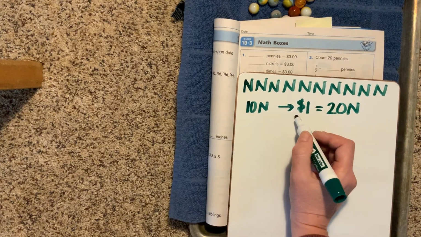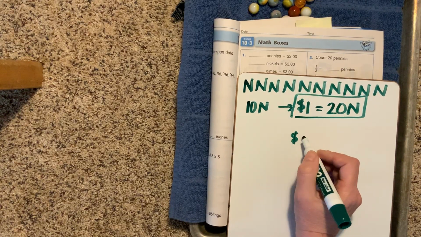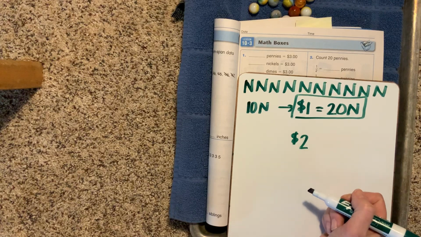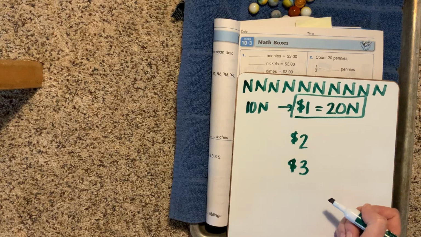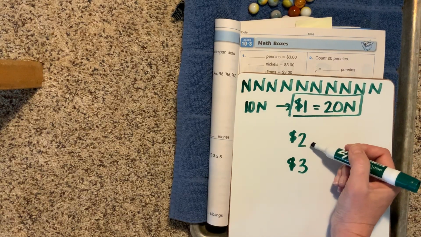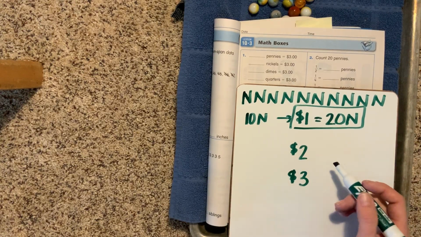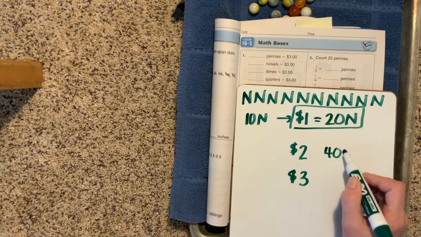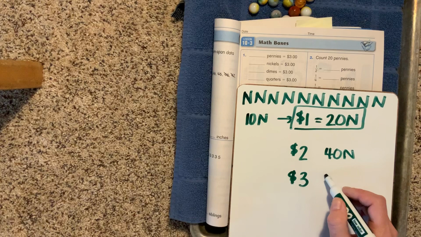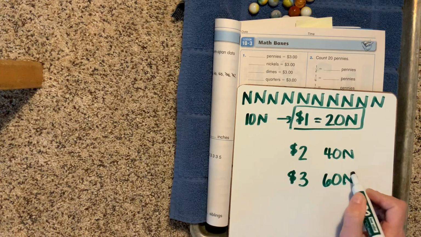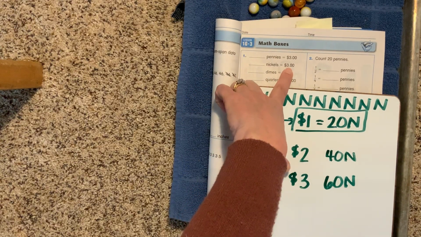Okay, so if $1 is 20 nickels, how many nickels would it take to make $2? And how many nickels would it take to make $3? So 20 for $1, another 20 now for $2 would be 40 nickels. And to get up to $3, we'd need to add another 20 nickels, and that would bring me up to 60 nickels in $3. So 60 nickels is equal to $3.